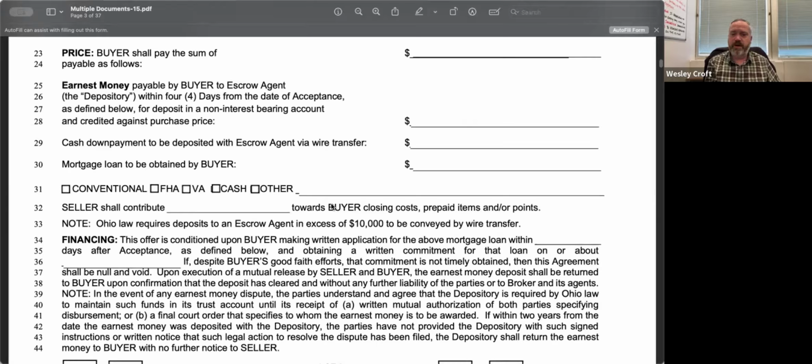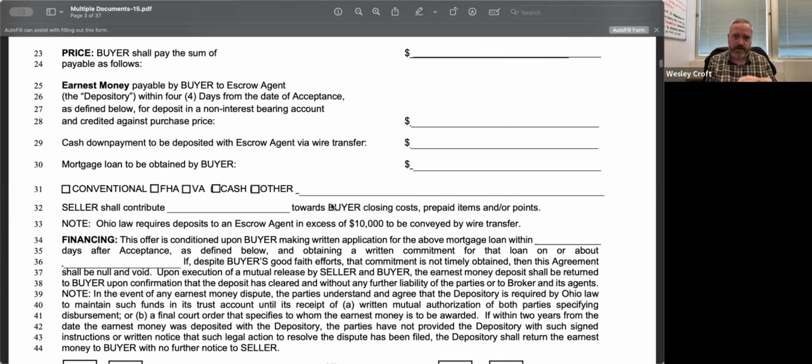On line 28, where it asks you how much earnest money you're going to put down, you're going to put $1,000. On line 29, it says cash down payment to be deposited with escrow agent. You are not going to put $20,000. Even though that's the amount they're putting down, you're actually going to put $19,000. The reason why is they've already put down $1,000 worth of earnest money up front. So $1,000 plus $19,000 equals their $20,000 down payment.